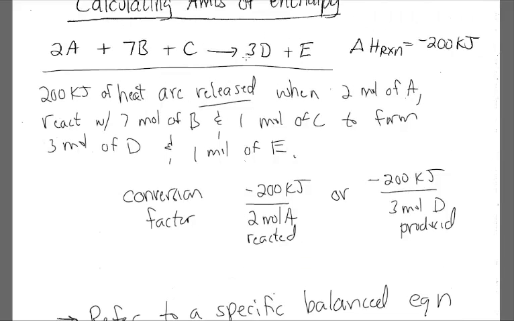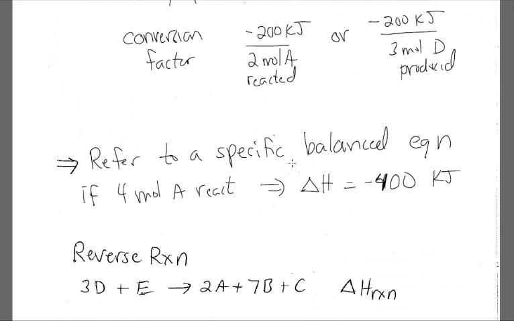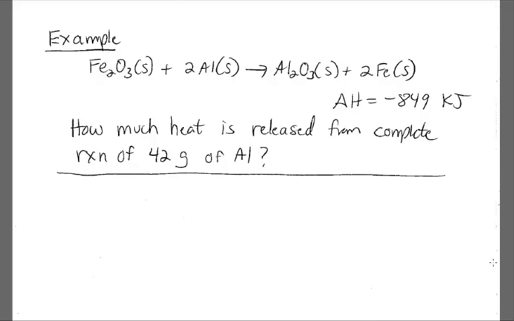All right, and you can also look at what the reverse reaction would do. Okay, let's say you started with 3 D and 1 E and created the reactants. So if you do the reverse reaction, the products going to the reactants, the delta H for that is going to be the same magnitude but the opposite sign. So that would be a positive 200 kilojoules. So anytime you reverse a reaction, you'll get the opposite sign for the heat of reaction. All right, let's look at one example and then I'll have you try one.